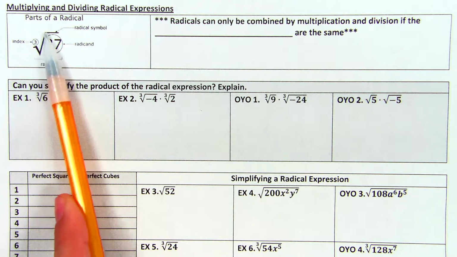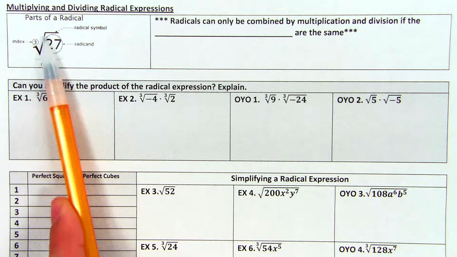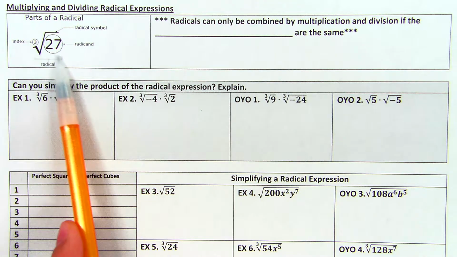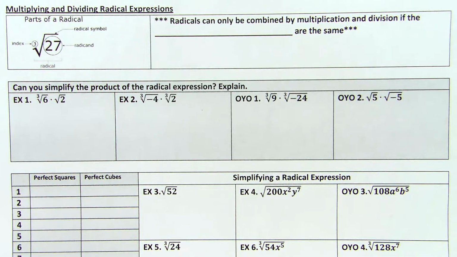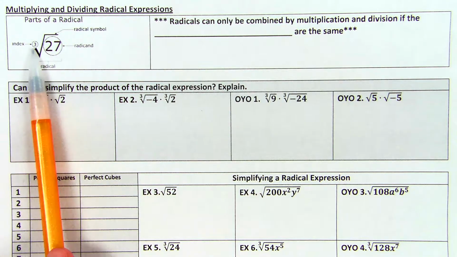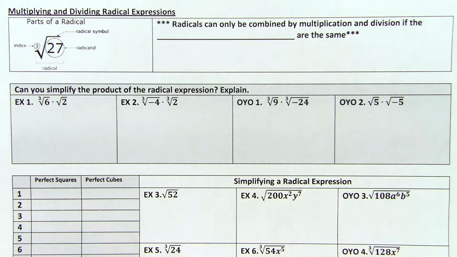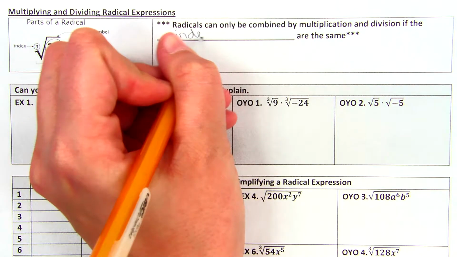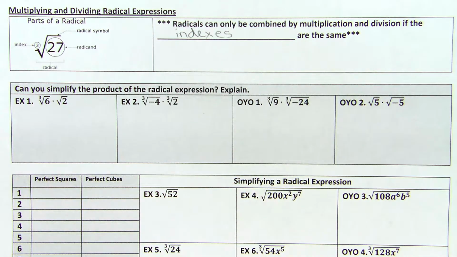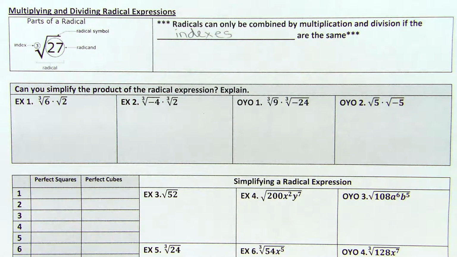Now this radical symbol, that's how we know it's a radical. And then the number inside is known as the radicand. The important thing about this is really this index, because radicals can only be combined by multiplication and division if the indexes are the same. These indexes have to be the same to be able to multiply two radicals.